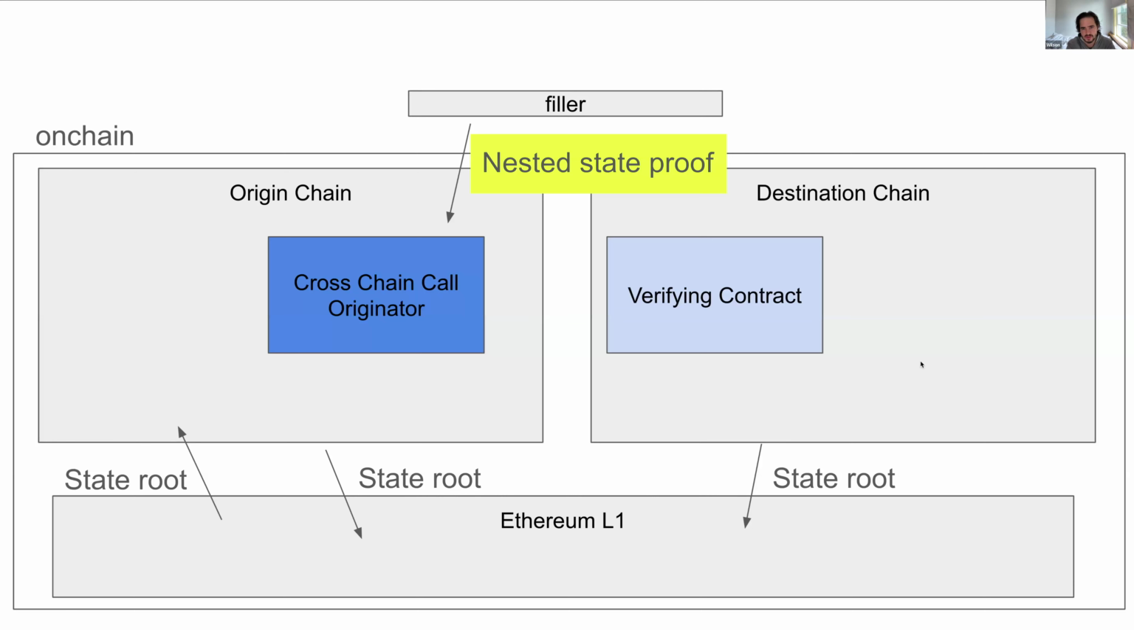I'm just going to keep going, and we can take all questions at the end. Sorry if anything's been confusing so far. I'm happy to hop back. But basically, the filler is going to post this nested state proof into the cross-chain call originator contract, and they're going to be paid out that reward, assuming that state proof checks out.